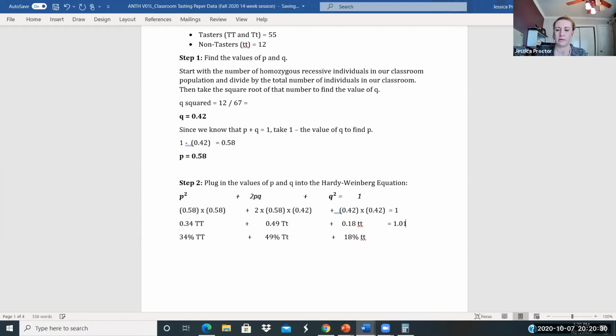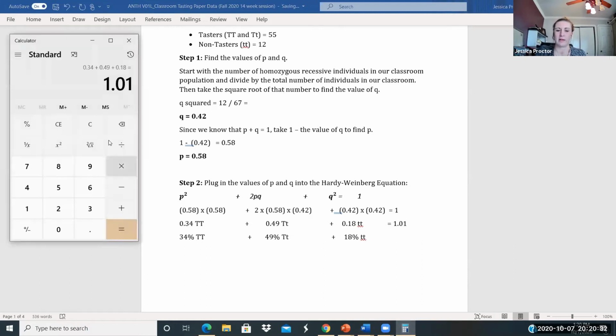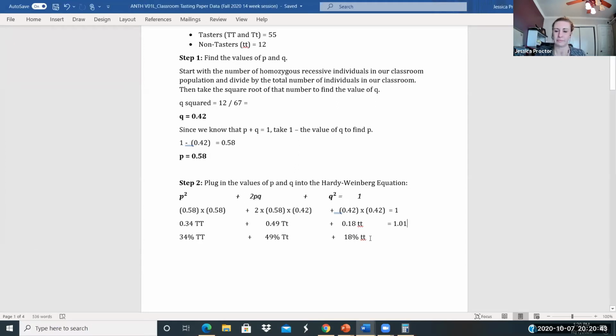And then we want to make sure that our percentages are very close to 100%. So 34% plus 49% plus 18% gives us 101.